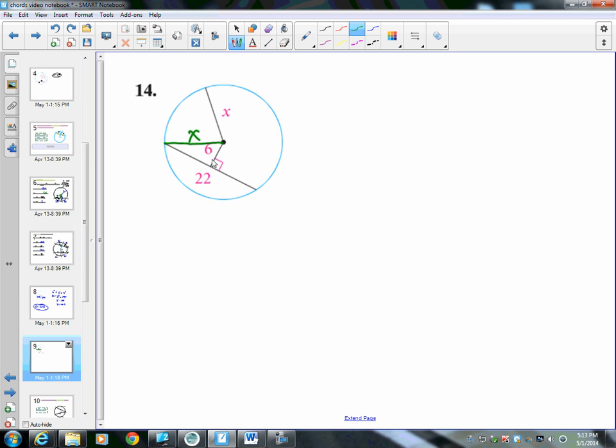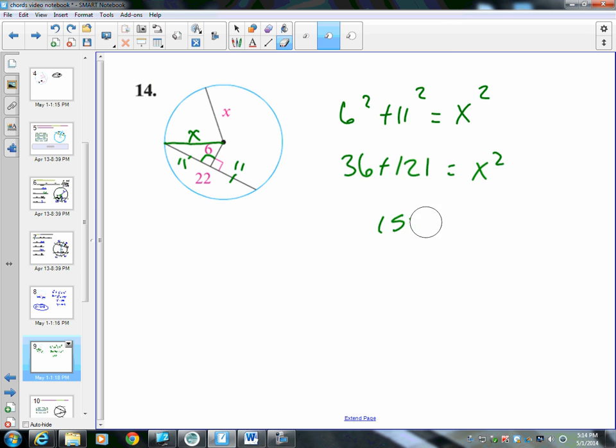Now we have a right triangle, because if this is a right angle, this is a right angle. If our entire chord is 22, the chord is split in half, meaning this part has to be 11 and this one has to be 11. The height of this triangle is 6. We can solve it by Pythagorean Theorem. So we have 6 squared plus 11 squared is equal to our hypotenuse, x squared. 6 squared is 36. 11 squared is 121. 121 plus 36 is 157. 157 is equal to x squared.